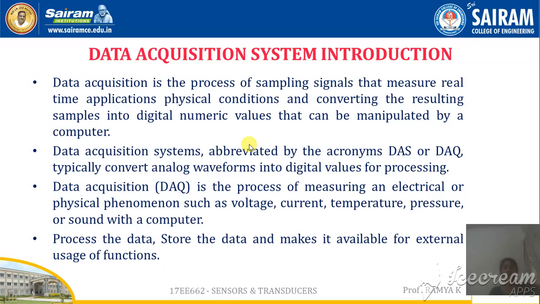Then, it is the process of measuring electrical or physical phenomena such as voltage, current, temperature, pressure or sound with a computer. It will process the data, store the data and make it available for external usage. So, in general, the data acquisition system is nothing but sampling the data from your sensors or transducers, then processing the data, validating the data, converting the data into the required form, and making it usable for your output function. If required, it can also be stored.